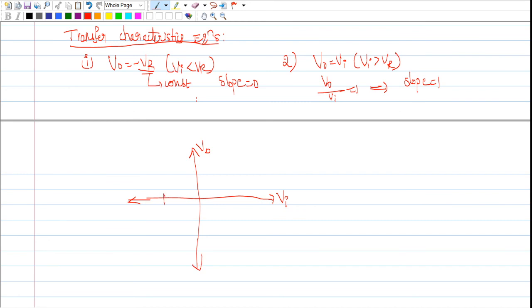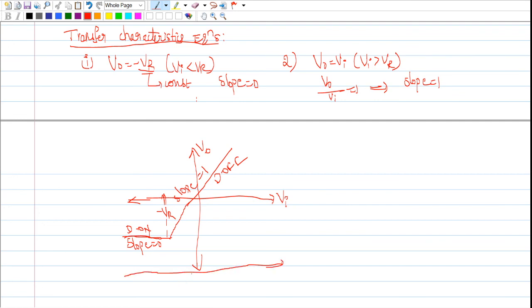This one is the negative reference voltage. When Vi is less than VR, the slope is 0, so this part is a clipped part and the diode is on. When Vi is greater than VR, the slope is 1, so this part has slope 1 and the diode is off. This part is a clipped part here.